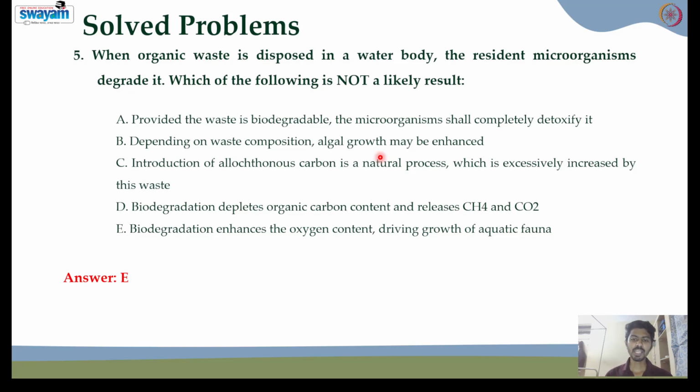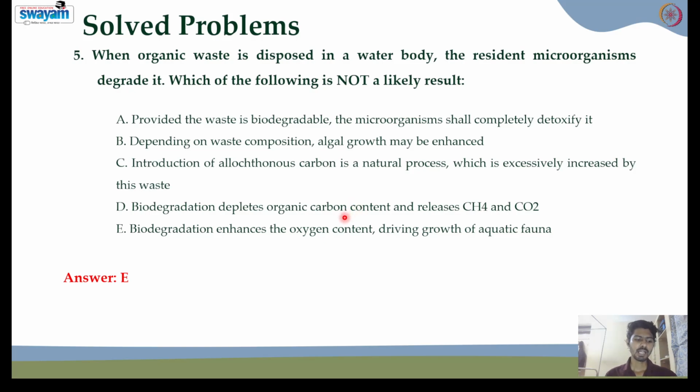The algae temporarily increase the oxygen, but they die and decay. So, due to the presence of nitrogen and phosphorus, there is a chance that algal bloom may be enhanced. Now the allochthonous carbon, option C: what do we mean by it? It is organic matter introduced externally to the aquatic system. So the waste discharge represents excessive carbon loading beyond the natural level. So this is also true.